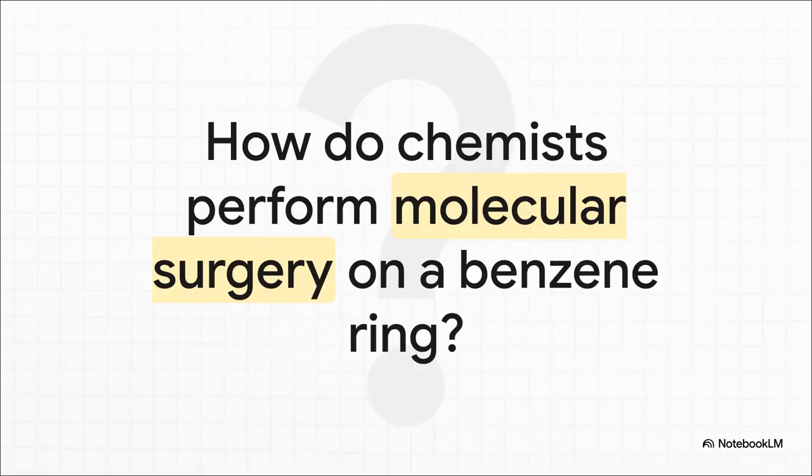So let me ask you something. Imagine you're a chemist, right? You're staring at this super stable, really sturdy benzene ring. And your job? You've got to perform what's basically molecular surgery. You need to snip off one functional group and swap it for something else. Precisely. But how in the world do you do that without just wrecking the whole molecule? Well, that's the exact puzzle we're going to solve today.